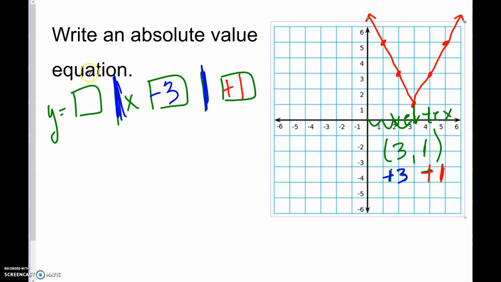And now I have to look at this number, this a value that goes in front. So I'm going to go back here to my graph and I'm going to count. How many does it go up and then over? So it goes up 2 and it goes over 1. Well, 2 divided by 1 is 2, so that's my number that goes there. And this red graph, it's going up. The V is opening up, so I'm going to leave it positive. So it's going to be that positive 2 that's there.